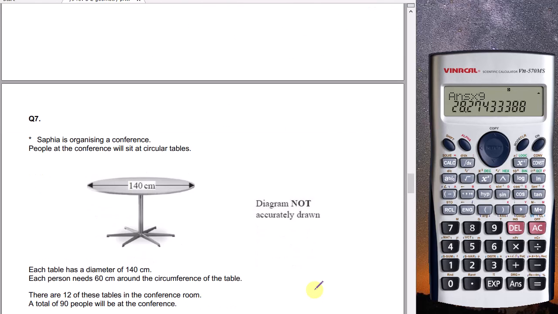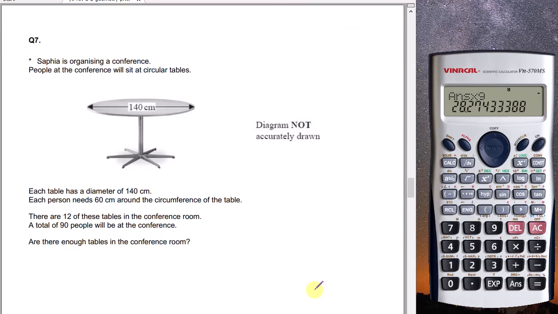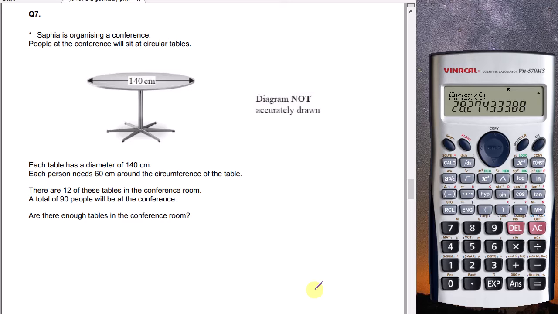So, we've got a conference table. Sophia's organising a conference. They will use circular tables. Each table has a diameter of 140 centimetres. Each person needs 60 centimetres around the circumference. There are 12 of these tables, and she has 90 people in the conference room. Are there enough tables? Now, first thing I would look at is how many people per table. That gives us, using the diameter part, people per table.